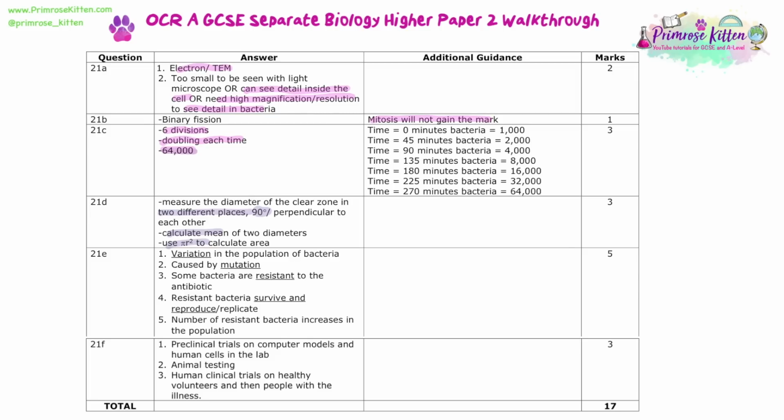So underlined are all the words that we absolutely have to have in our points to get the marks. So you have to say variation to get the first mark. You have to say mutation to get the second mark. You'd have to say resistant to the antibiotic, or you would have to say something like mutation makes them resistant or gives them resistance. There's got to be this idea that you have linked the idea of the mutation with them being resistant to the antibiotic. And then resistant bacteria survive and reproduce.